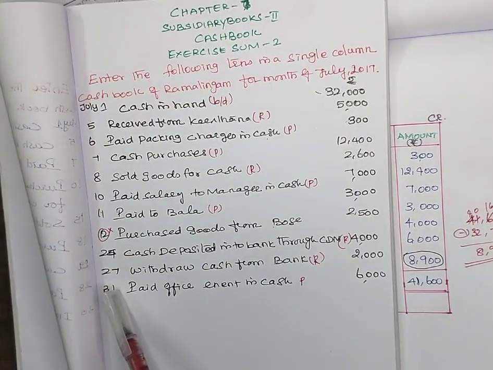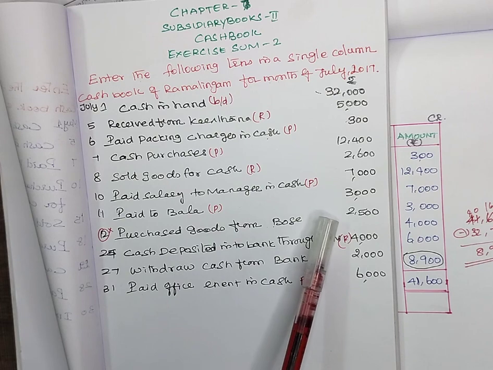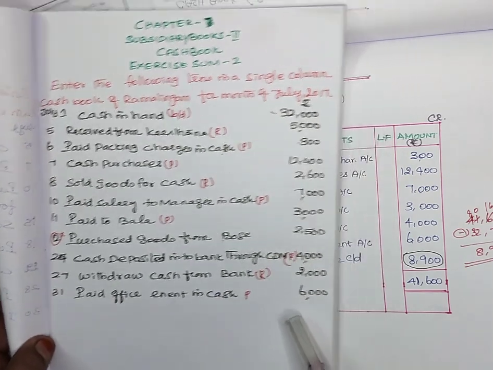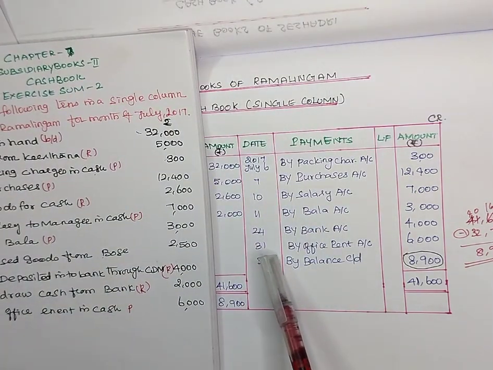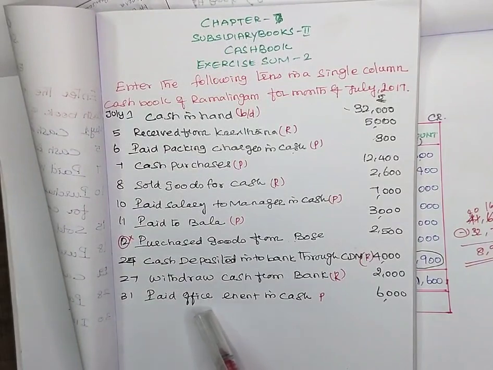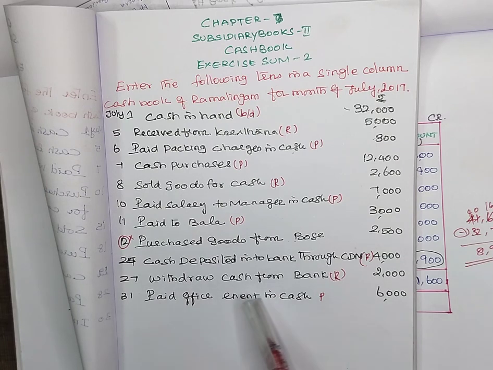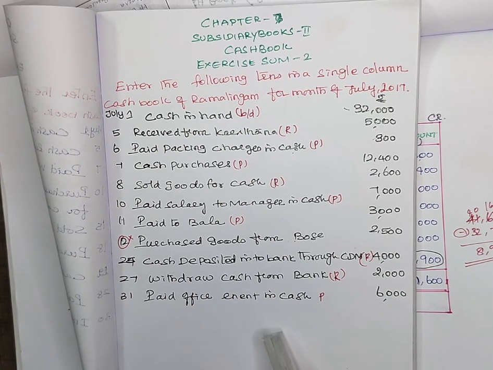Then July 31, paid office rent in cash. So paid means payment. So you can go to the payment side, dated on July 31, by office rent account 6000 rupees. In other way you can think, what is the journal entry for paid office rent in cash? Whenever you paid rent, you made payment, cash account decreases. So office rent account debit to cash account, right?